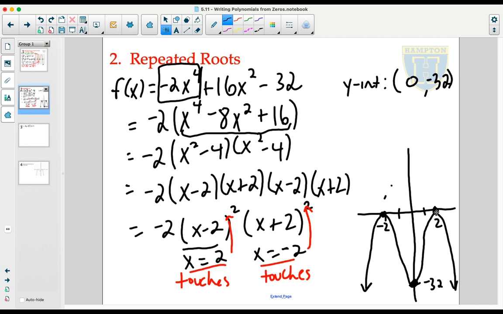The entirety of this graph is kept below the x-axis. Thank you to this square here, always producing a positive, and this square here, always producing a positive, and this negative, turning everything negative. The entirety of the graph stays below the x-axis.